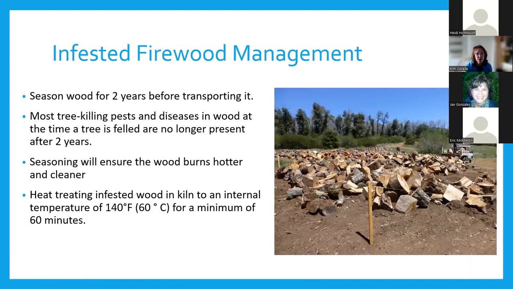You can season your wood for 2 years before transporting it. Most tree killing pests or diseases that are in the wood when it's felled are no longer present after a couple of years. So seasoned wood is actually more beneficial than burning wet wood. Seasoned wood burns hotter and cleaner, so it's more effective heating. And if you don't want to wait 2 years to season the wood, as I mentioned before, you can heat treat the infested wood to an internal temperature of 60 degrees Celsius for a minimum of 60 minutes.